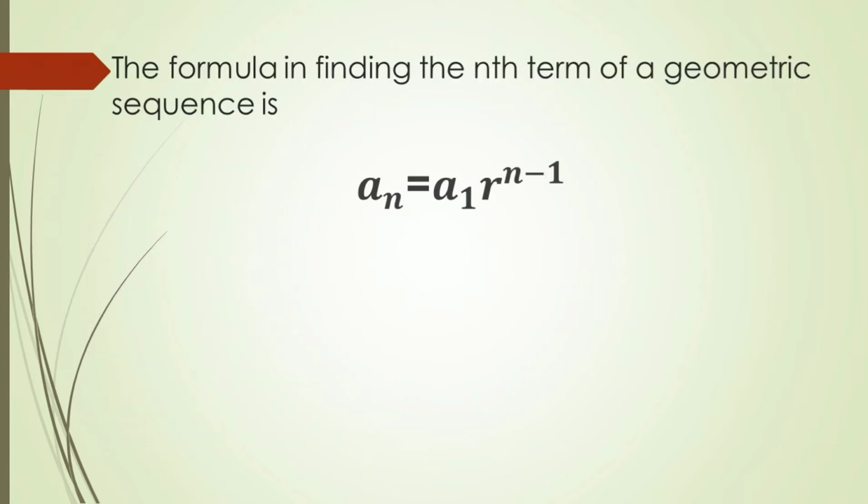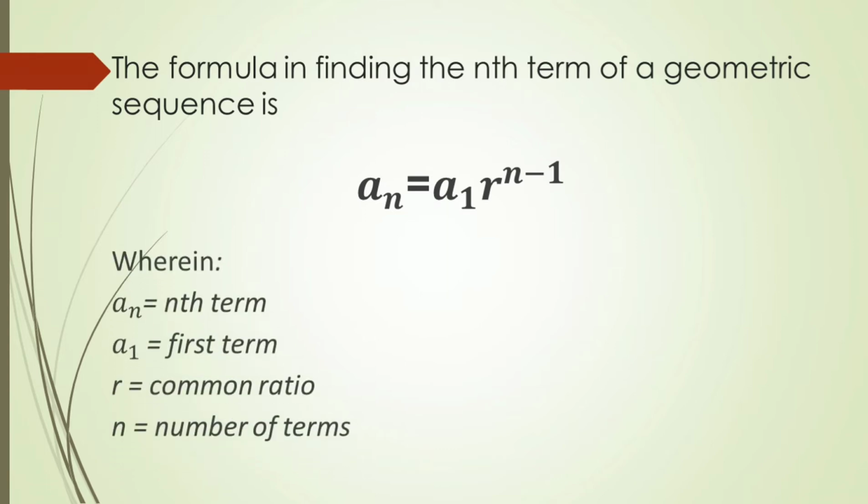a sub n equal to a sub 1 multiplied to r raised to n minus 1, wherein our a sub n is our nth term, our a sub 1 is the first term, our r is the common ratio, and n is the number of terms. For example, number 1.